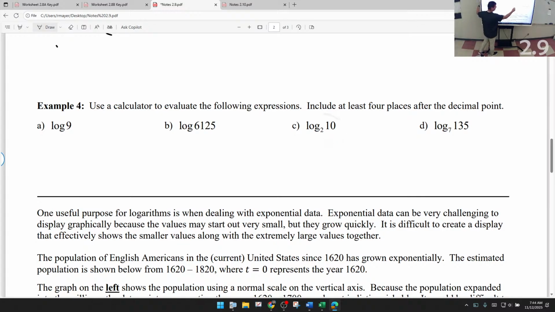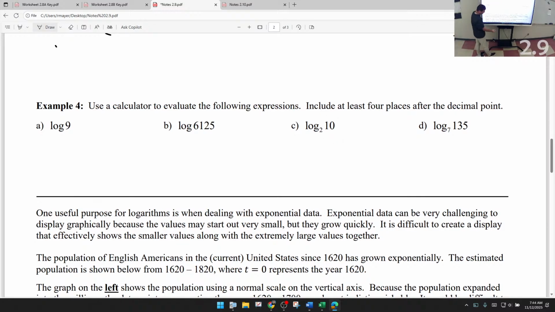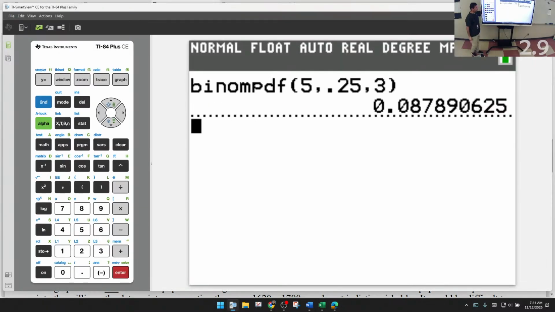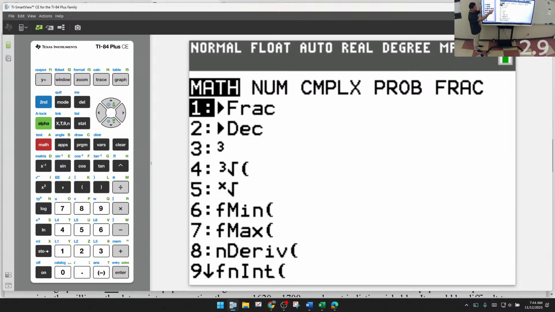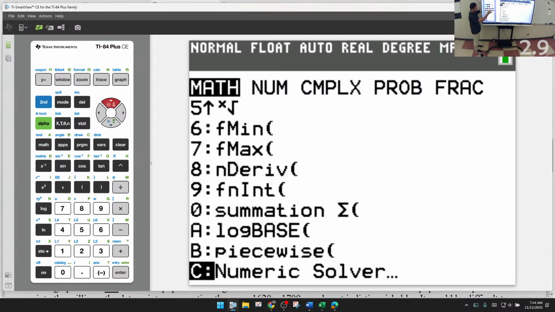This one. Let me make sure you know how to do different bases. Nobody has a regular 84 in here, do they? The old, oh yeah, there's one. I think it still does it. The old 83s don't. This is math. And down here somewhere, I think it's easier to go up, I think. There's log base.